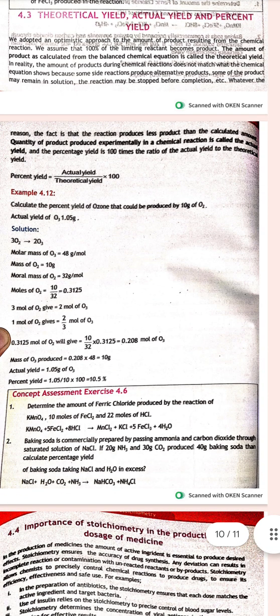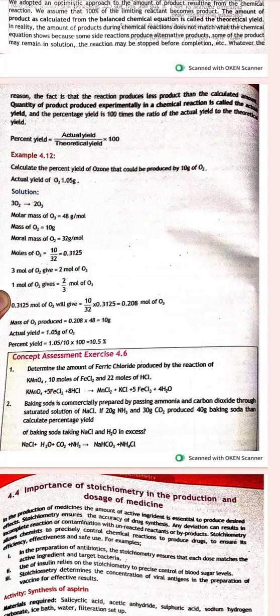Always remember that the actual yield is always less than the theoretical yield, because in the reaction there are many side reactions, and many things affecting the overall yield. So the yield may be less due to the filtration process or something else. So the actual yield is always less than the theoretical yield.